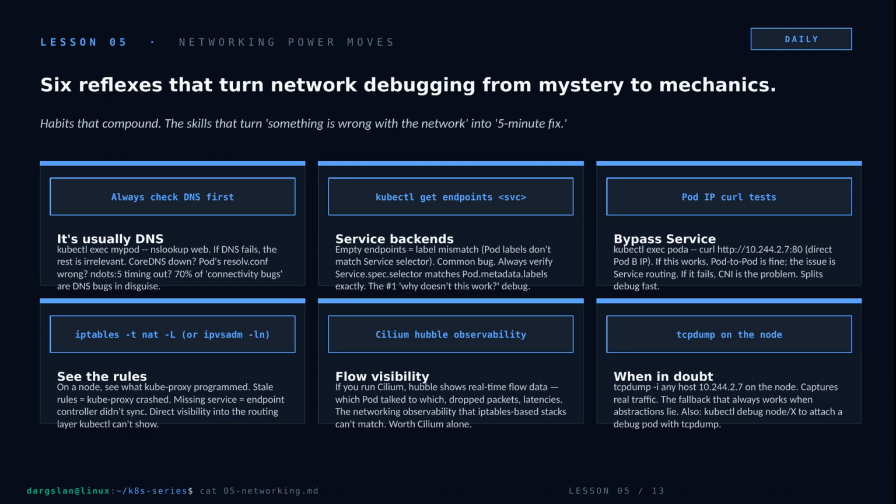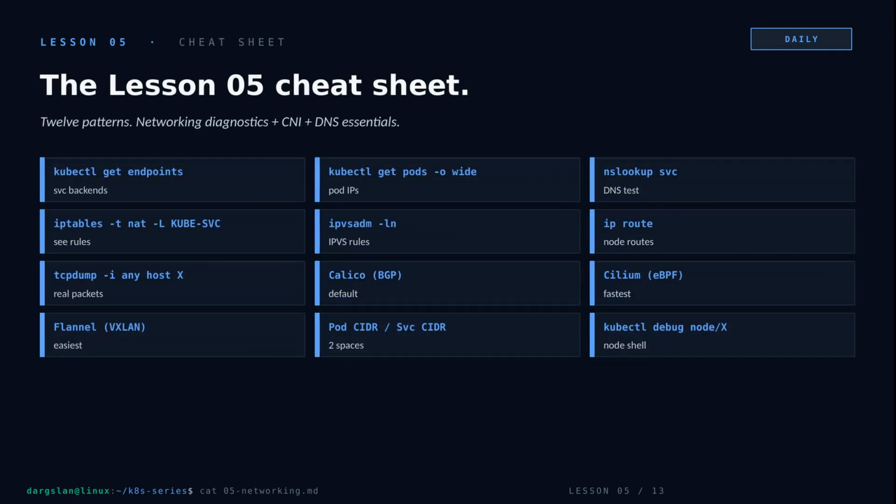On the node, iptables -t nat -L or ipvsadm -Ln shows you what kube-proxy actually programmed. Hubble gives you flow-level visibility if you're on Cilium. And when every abstraction lies, tcpdump on the node never does. Pin this one to your wall.